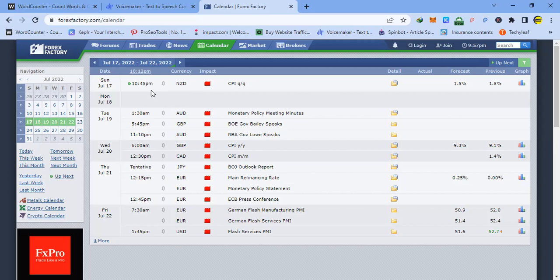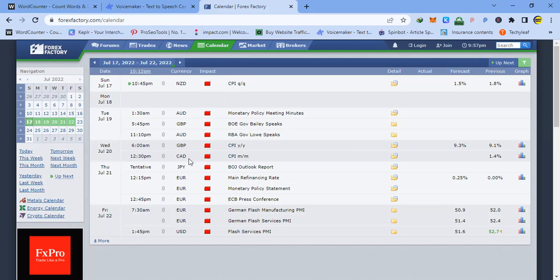Okay, so based on that, we have NZD, and that is going to be their CPI news, that is their interest rate news. But as you guys know, I don't trade NZD. I don't trade USD, NZD, or any of those assets, so I'm not going to look at that.